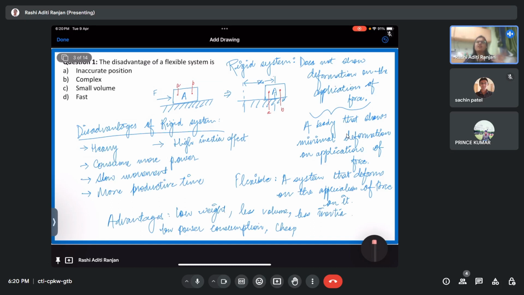And apart from that, if I talk about logistics, if I want to transfer a metal from a place A to B, it is going to have a high transportation cost, while a flexible material is going to have a low transportation cost because it is flexible. I can make its bundles and transport more amount in a single truck as compared to a rigid system like metal. But despite having such advantages, there are certain disadvantages of a flexible system as well.